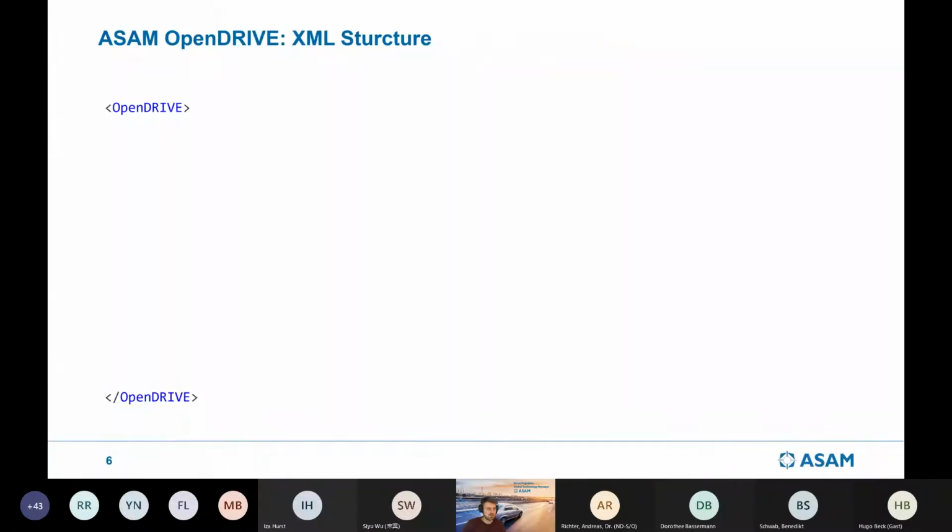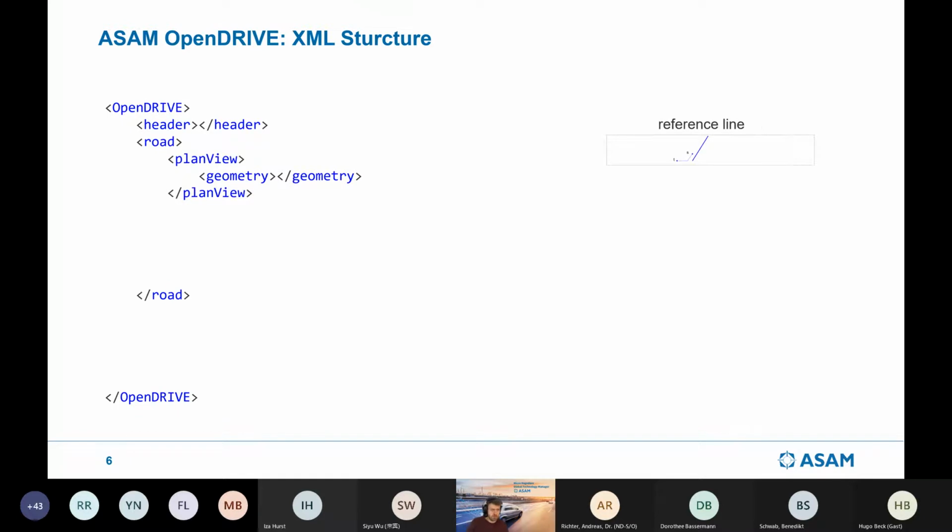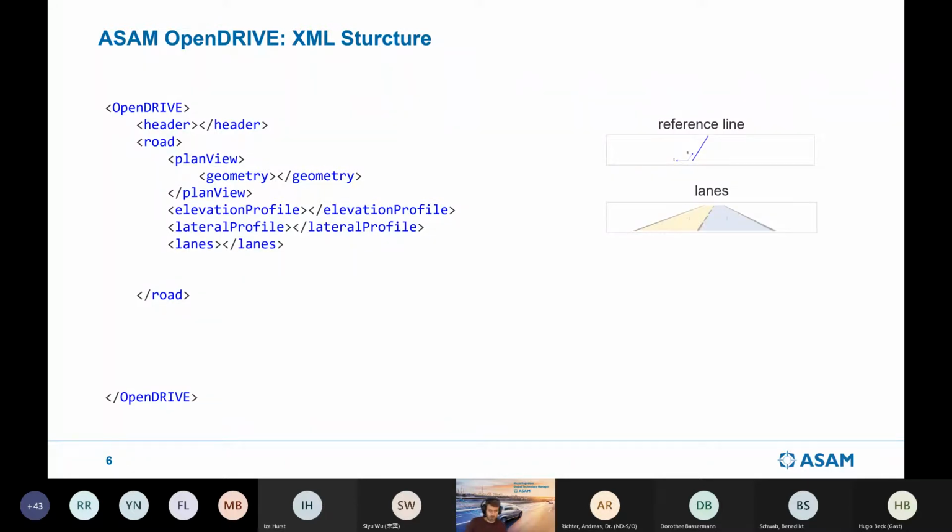Okay, so on the top level, we have the OpenDRIVE node in the XML format. Then we have the header, which will just give you basic information on what version you're using. Then we have the plan view, which gives you the bird's eye perspective of each road, including the geometry. Then we have elevation and lateral profiles that let you shape and tilt the road. Then we have the lanes, which are defined for every road. And then we can place objects and signals on each road.